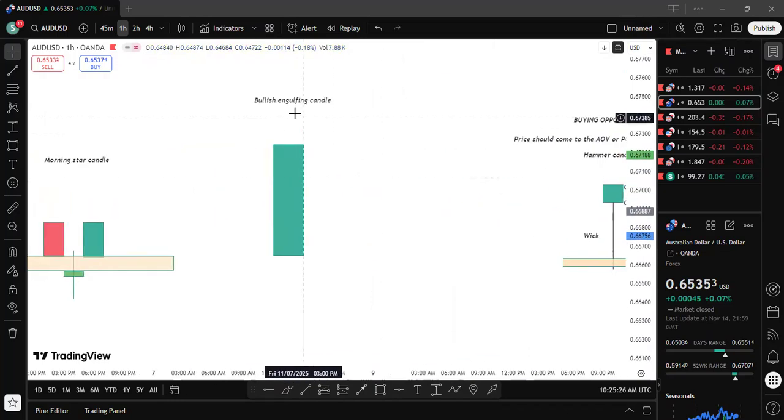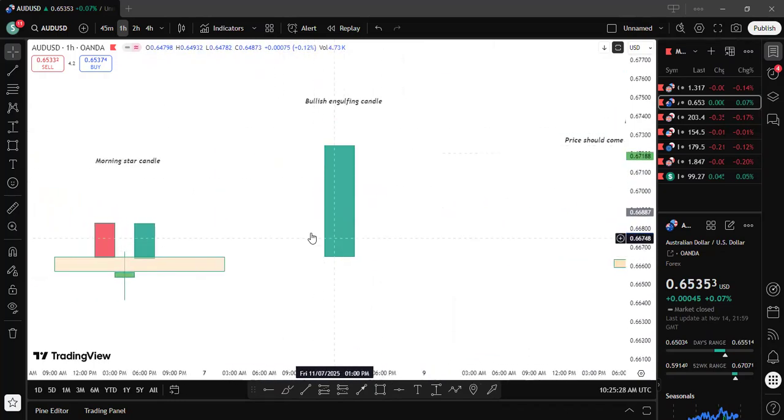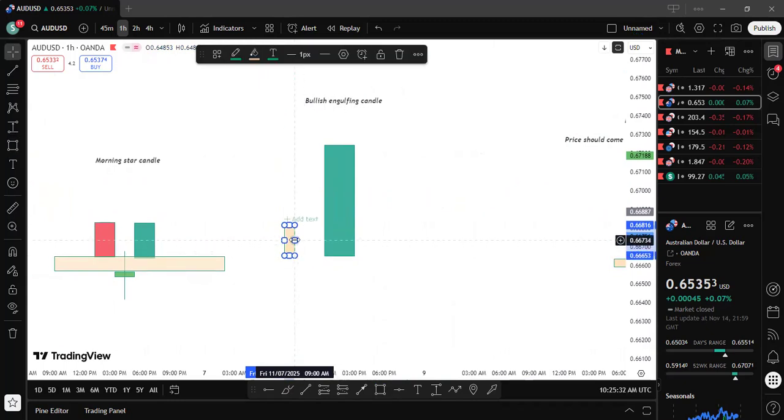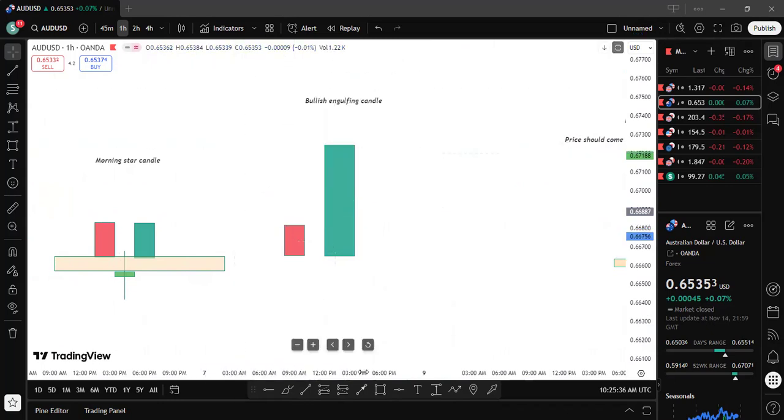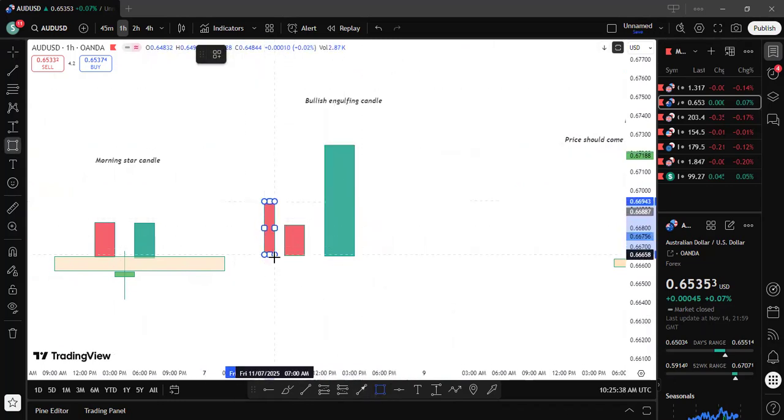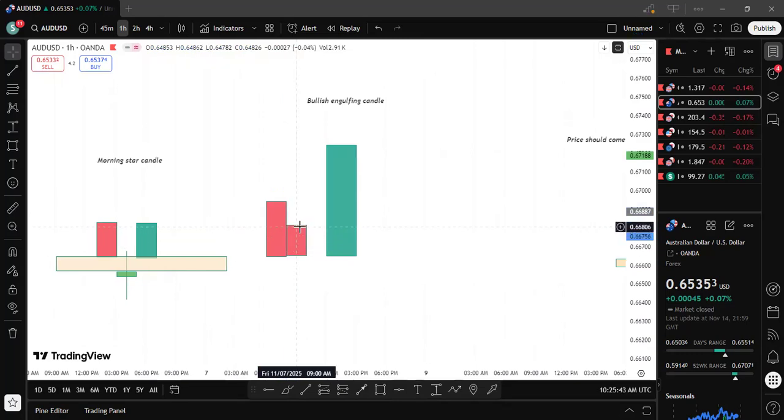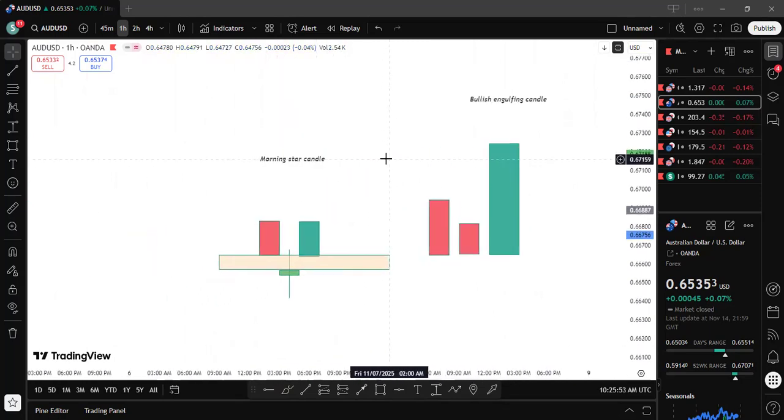Then we have a bullish engulfing candle, where the previous candles were a bit smaller than this particular new candle that was formed. The new candle overshadowed or overrode all these previous candles. So you can see this is the bullish engulfing candle, a big green candle.